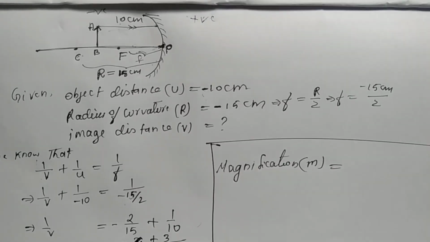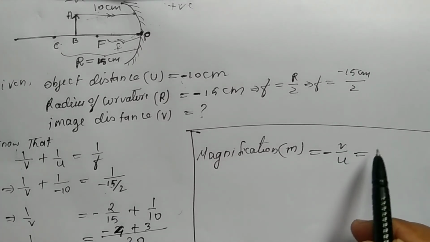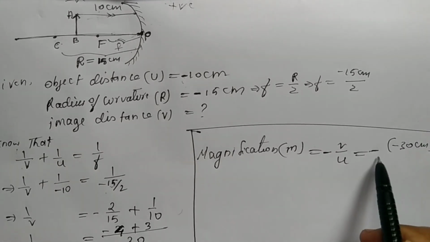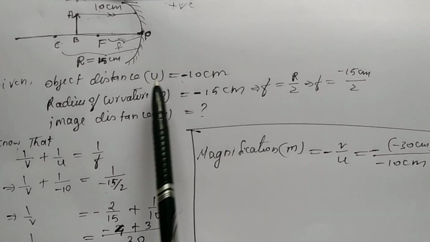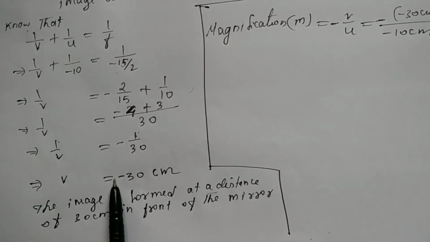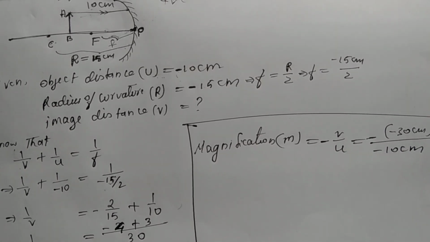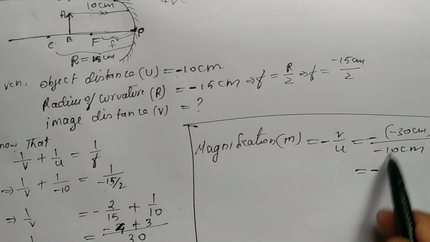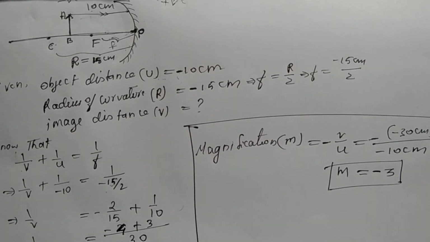Since we know the formula of magnification, it is minus v by u. Now put the value. Minus v means how much? We got minus 30 centimeter. Again u is given minus 10 centimeter. Look here, u is given minus 10 centimeter. Just we have calculated v, how much? Minus 30. So this equals, minus minus get cancel, it will remain minus, 0 0 get cancel, 3. So m equals minus 3.